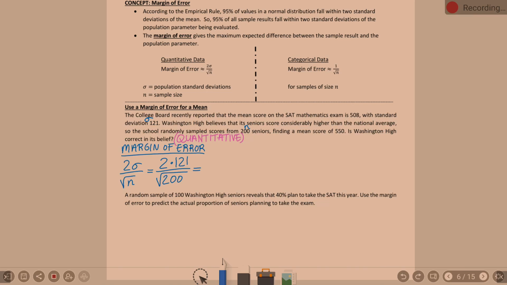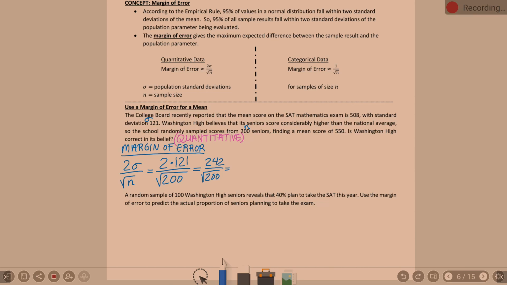242 divided by the square root of 200. 17.1119. Okay. And I was waiting to see, because I just have 17 point weirdly written down on my paper, so I was trying to wait and see.